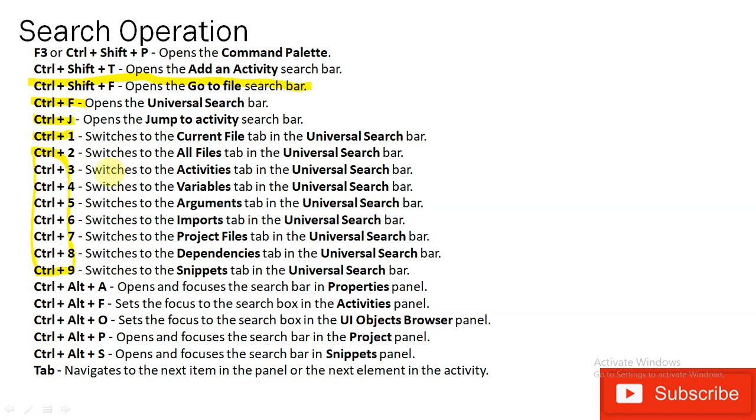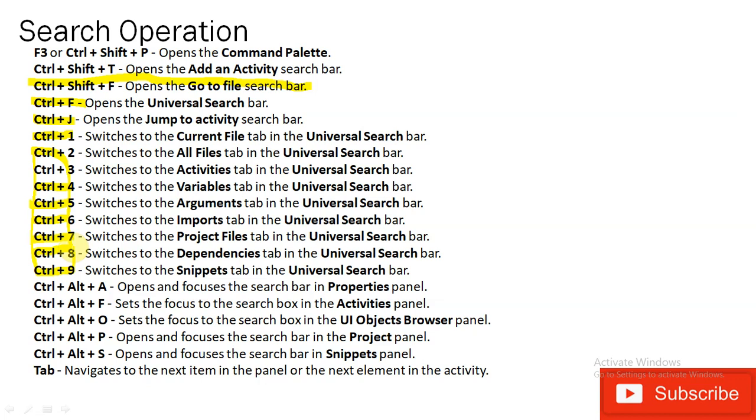Control plus 3 will switch to the activities tab in the search bar. Control plus 4 will help you switch to the variables tab in the universal search bar. Control plus 5 switches to the arguments tab. Control plus 6 will help you switch to the imports tab. Control plus 7 switches to the project files tab. Control plus 8 will help you switch to the dependencies tab. Control plus 9 will switch to the snippets tab in the universal search bar.